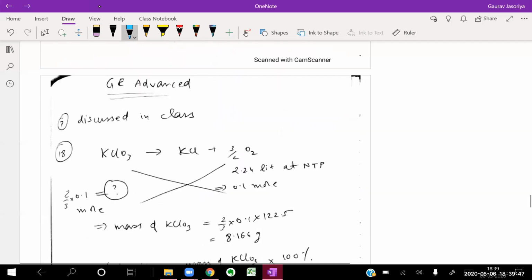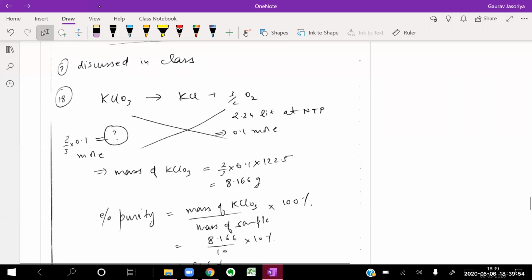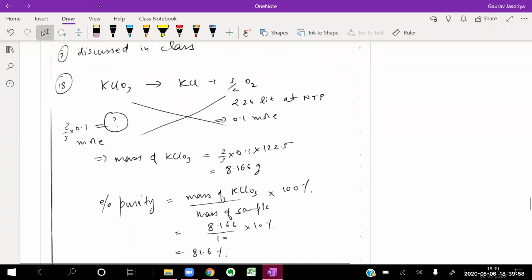All right, coming to the get equipped section, question 7, again done in class. This same data for parallel reactions, this same question I had done in class, I had done it again with both methods, observe carefully.